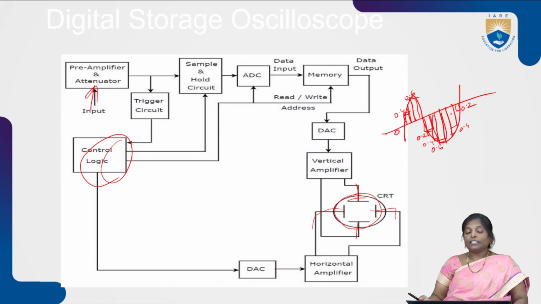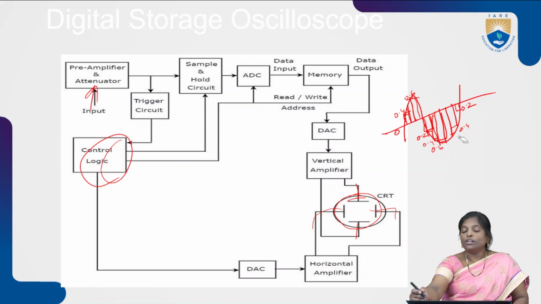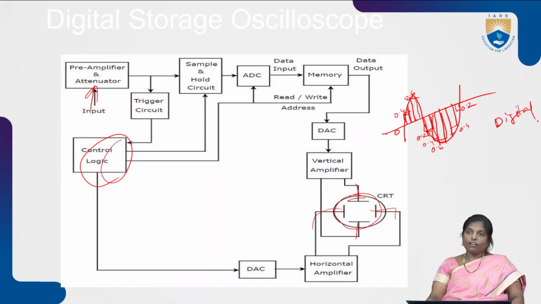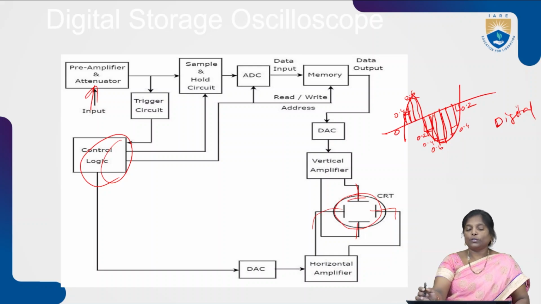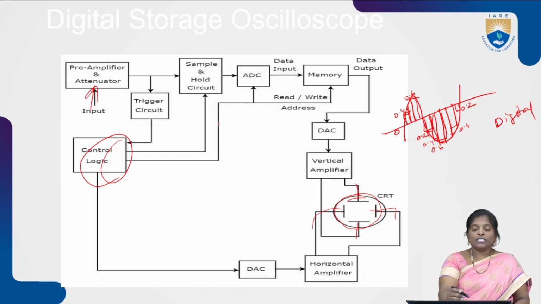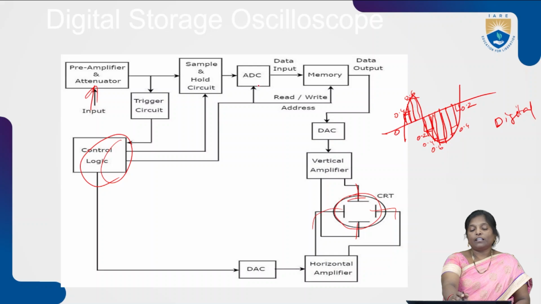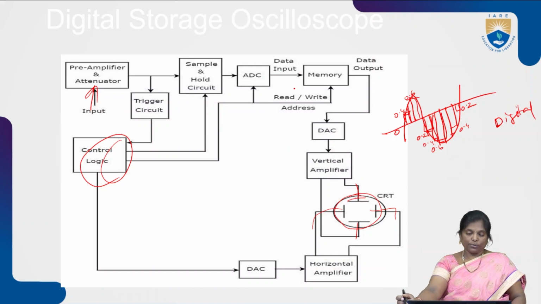Then that analog information is converted into digital data. What is the need of converting analog input into digital? Whenever we want to store the data in a memory unit, we need to convert analog information into digital form. So we are using an analog to digital converter. With the help of the analog to digital converter, we can convert analog information into digital data, and the digital data is stored in the memory unit.